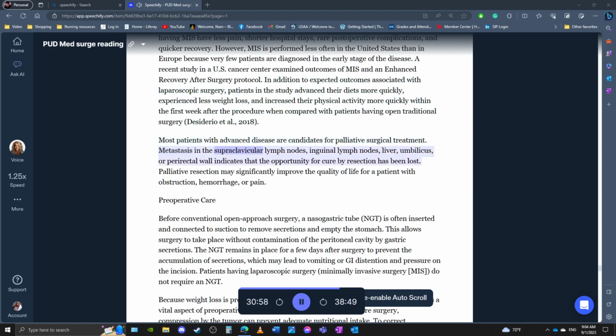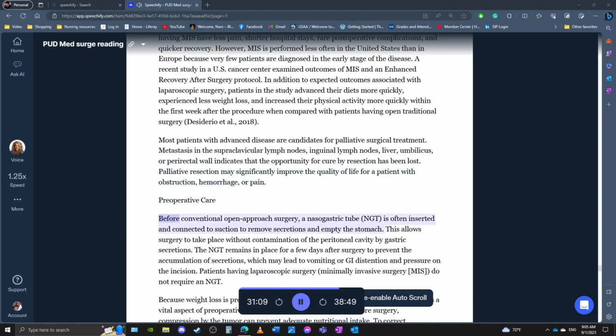Metastasis in the supraclavicular lymph nodes, inguinal lymph nodes, liver, umbilicus, or perirectal wall indicates that the opportunity for cure by resection has been lost. Palliative resection may significantly improve the quality of life for a patient with obstruction, hemorrhage, or pain.